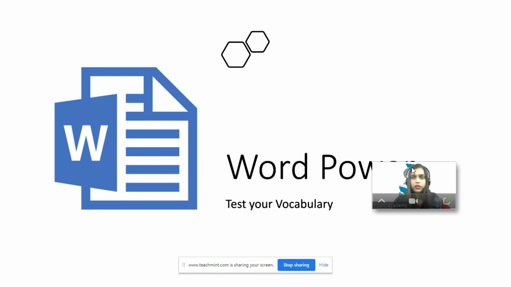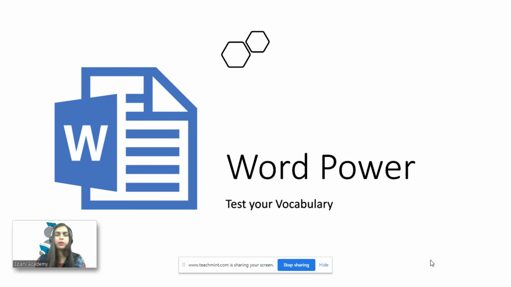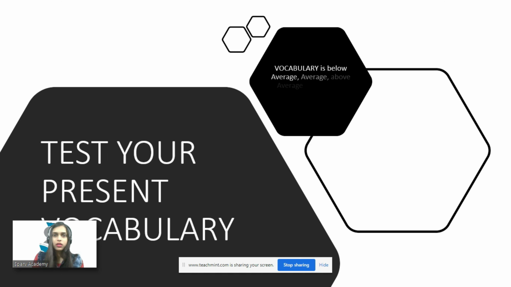Okay, so our today's session is Word Power: test our vocabulary. Here you need to test your vocabulary, how good you are in vocab, and you can score yourself as average, below average, excellent, or superior after completing the test.